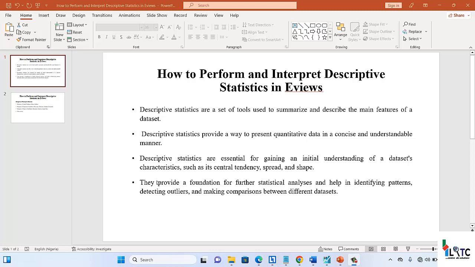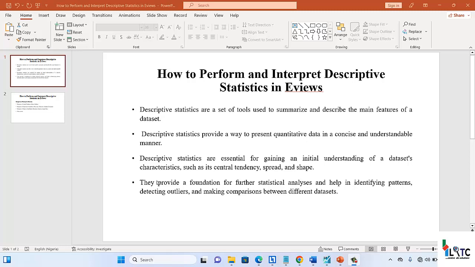Descriptive statistics are sets of tools used to summarize and describe the main features of a data set. You see, as an analyst, you must understand the nature of your data before you proceed with your statistical analysis. So, descriptive statistics provide a way to present your data in a concise and understandable manner.